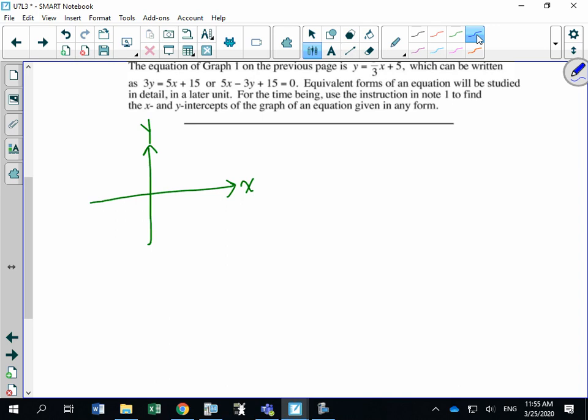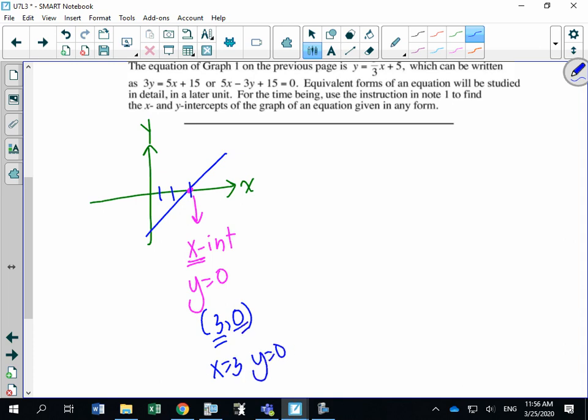An x-intercept is where our graph cuts the x-axis. So that would be an x-intercept. And what you need to realize for an x-intercept is that if you're solving for an x-intercept, y is equal to 0. So let's say that value was 3. That point would be (3, 0). That would be my x-intercept. X would be equal to 3, and that would be my y value. For all x-intercepts, y is equal to 0.